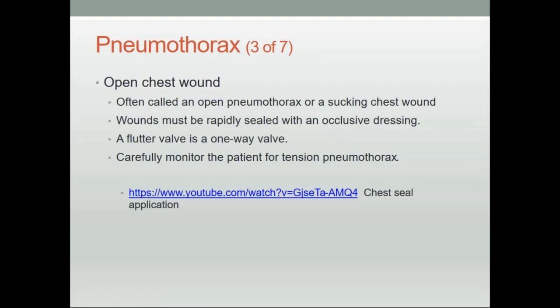There are services out there who don't have the budget to afford to buy these commercial chest seals. That chest seal is a one-way valve that only lets air go out. So with our positive pressure ventilation, as that lung inflates, it has the chance of pushing some of that free air out through that chest seal. Let me show you what a chest seal looks like really fast.